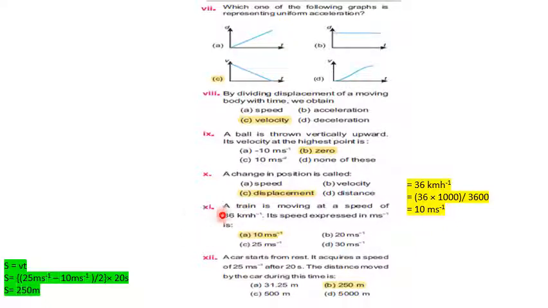Number 11. A train is moving at a speed of 36 km per hour. Its speed expressed in meter per second is A. 10 meter per second, B. 20 meter per second, C. 25 meter per second, D. 30 meter per second. From this solution we can see 10 meter per second is the correct answer. Option A is the correct answer. Number 12. A car starts from rest. It acquires a speed of 20 meter per second after 20 seconds. The distance moved by the car during this time is 31.5 meter, 250 meter, 500 meter or 5000 meter. So from the solution we can see 250 meter is the correct answer.